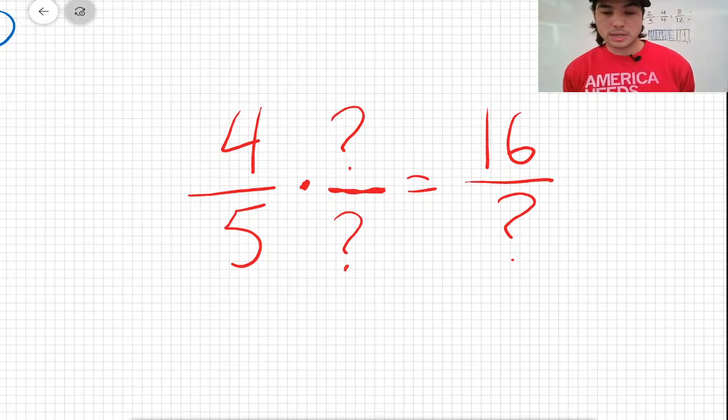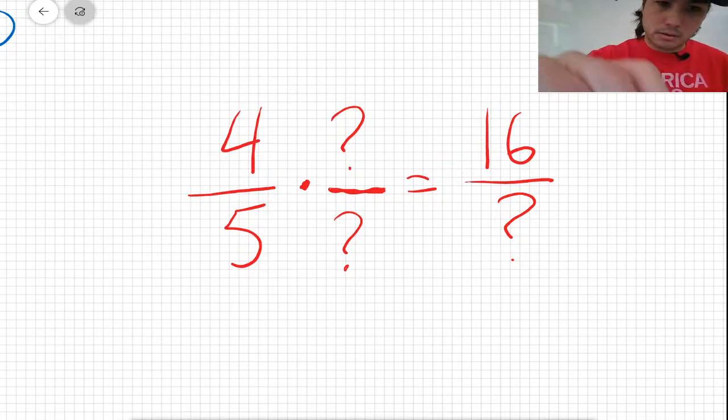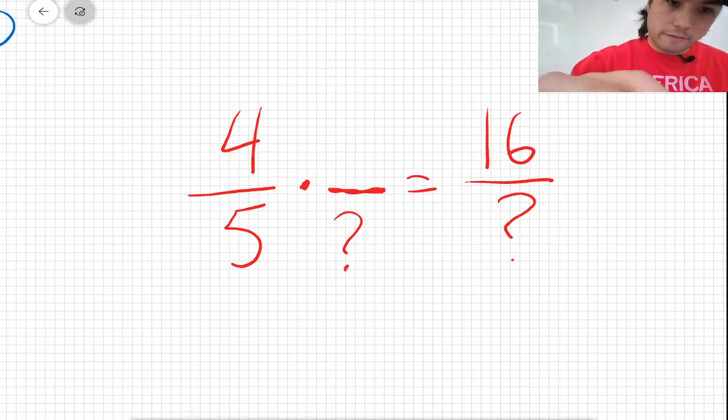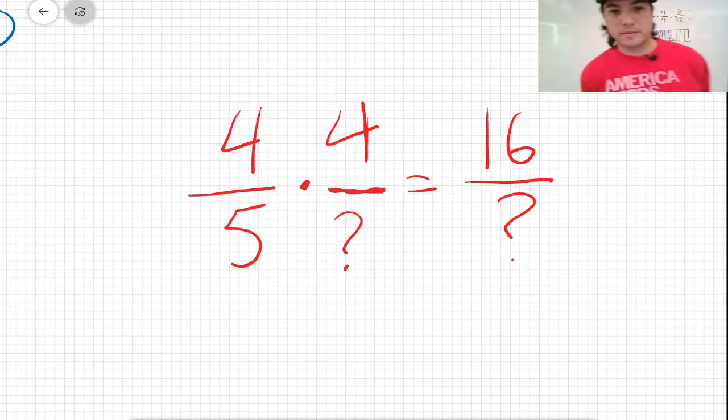We know that 4 times something is going to equal 16. Think about it. Use your fingers if you need to. 4, 8, 12, 16. How many fingers am I holding up? I'm holding up 4 fingers. So we have 4 times 4 equals 16. So we know it's 4/5 times 4 somethings equals 16 somethings.